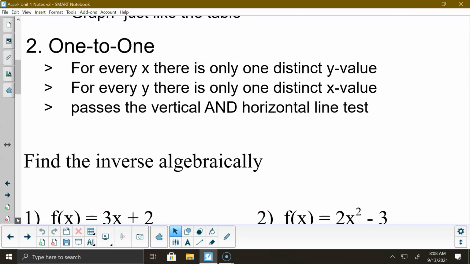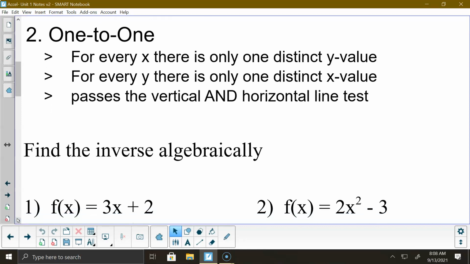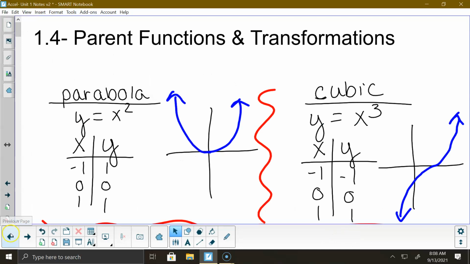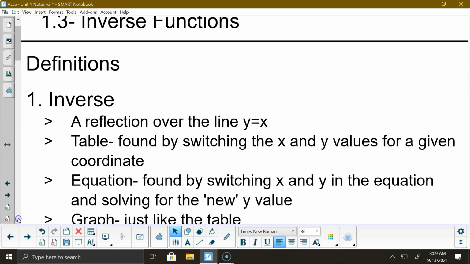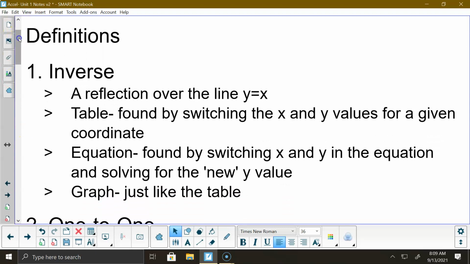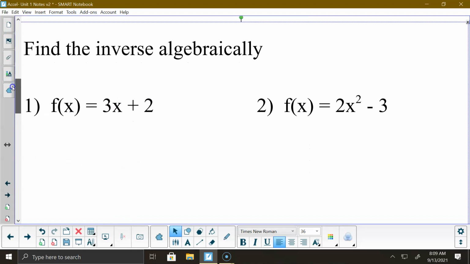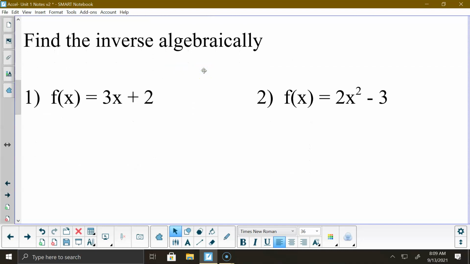All right. We're ready to start actually solving these? All right. So here's our first two examples. And algebraically seems to be the most difficult way for students to do it, simply because you have to get it back to y equals again.